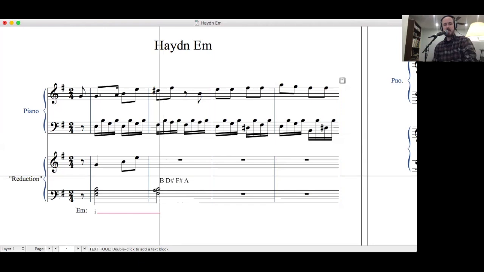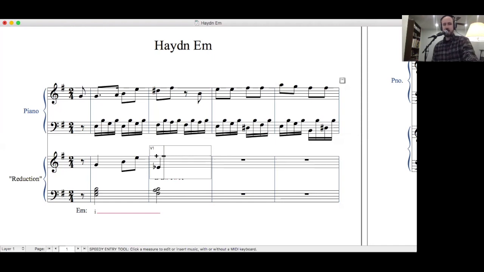So if this is a B, D sharp, F sharp, A chord, because up here in the melody we have D sharp. I think this is the one I want. Nope, not the one I want. Let's go up an octave. Let me write D, and I'm going to change that to E flat, D sharp. Look, boom. So now I've got B, D sharp, F sharp, A.